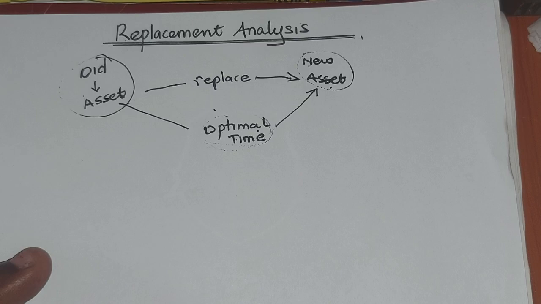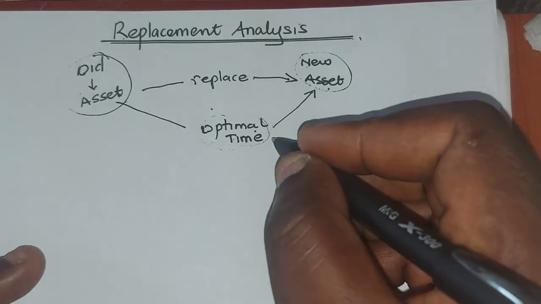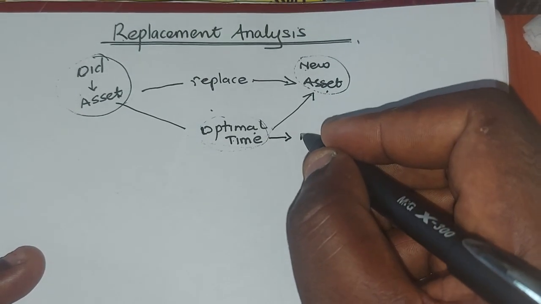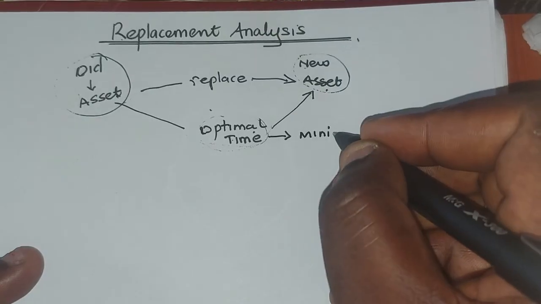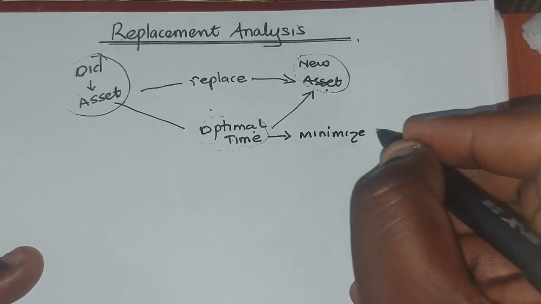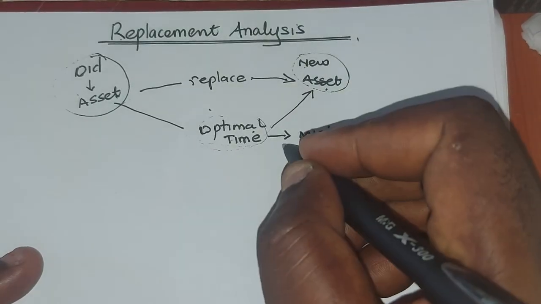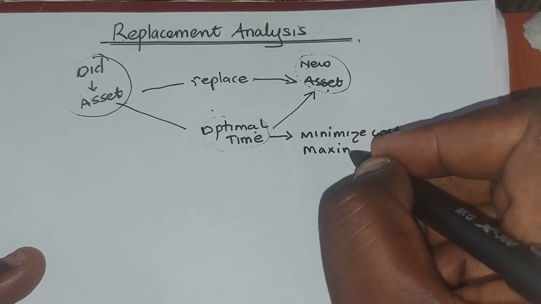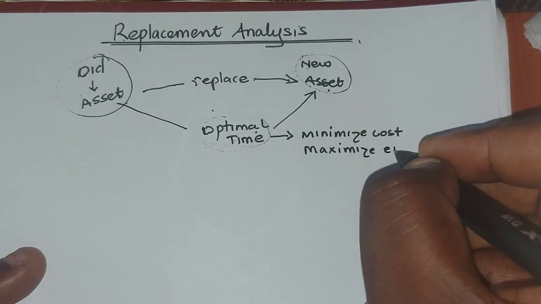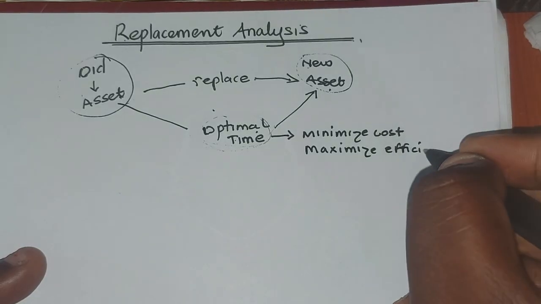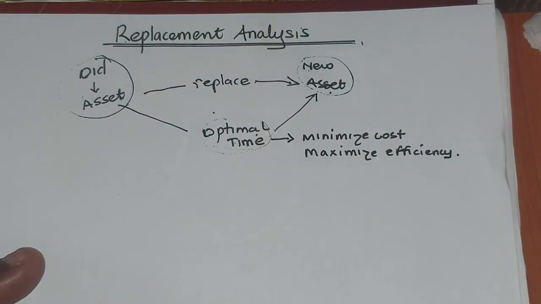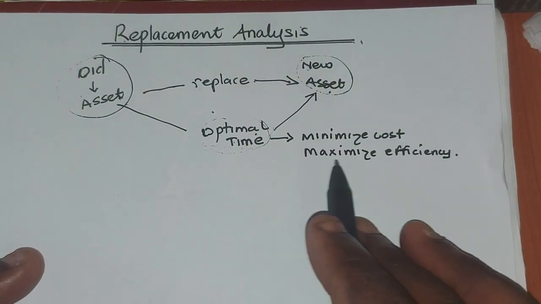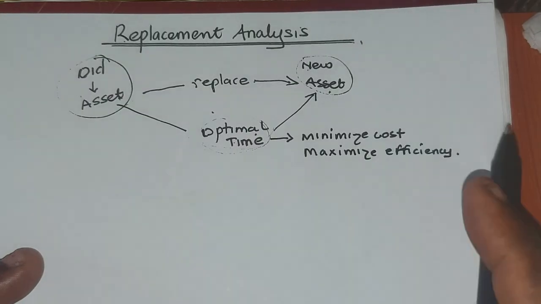The objective of this is to minimize the cost of replacements and to maximize the efficiency of the assets. That's the objective, to minimize costs and to maximize efficiency of the assets.